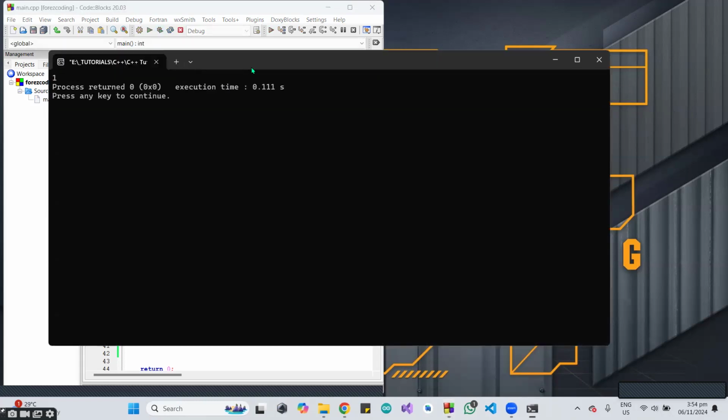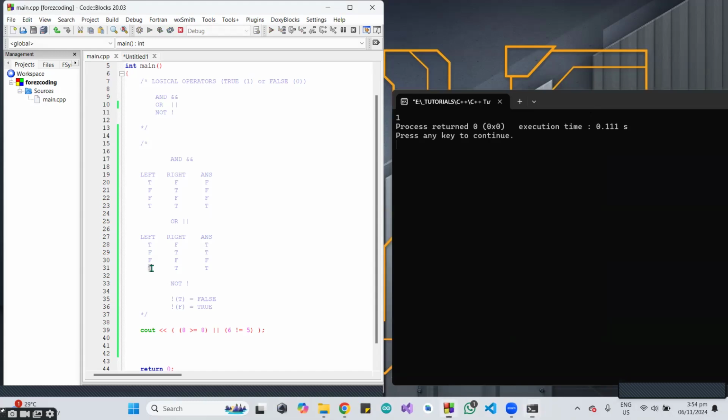So for the last part of the or logical operator, the left operand is true. 8 is greater than or equal to 8, that is true. Or 6 is not equal to 5, that is true. Therefore, the final answer is true.